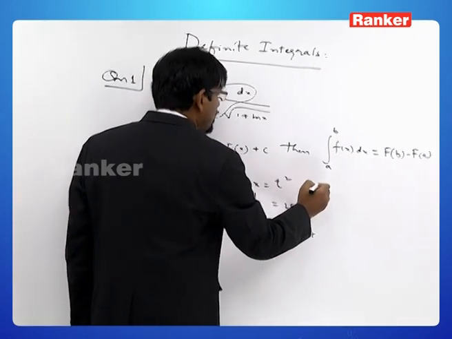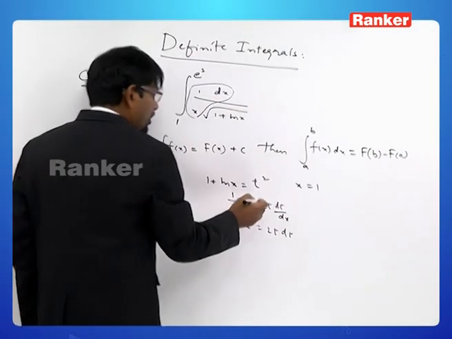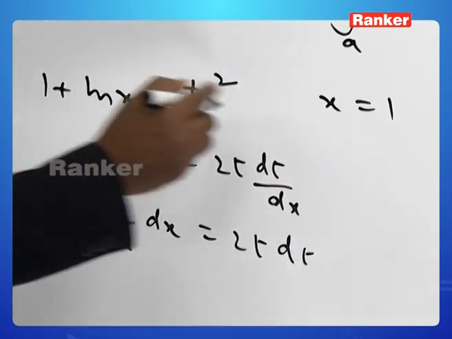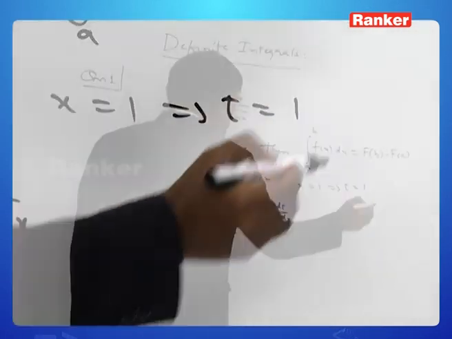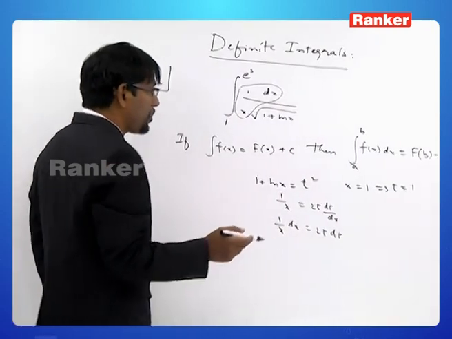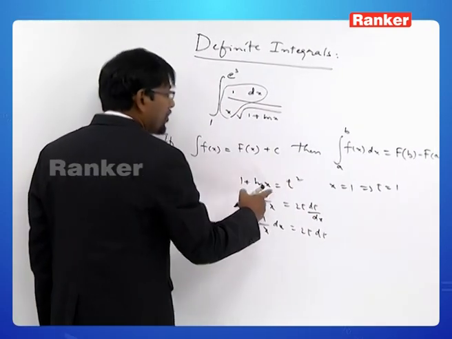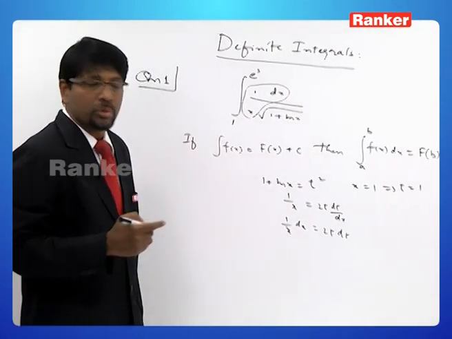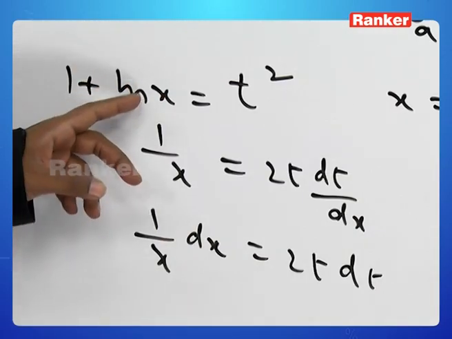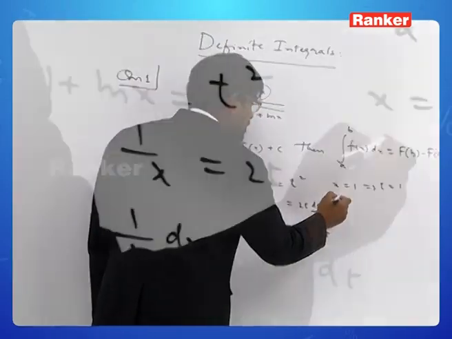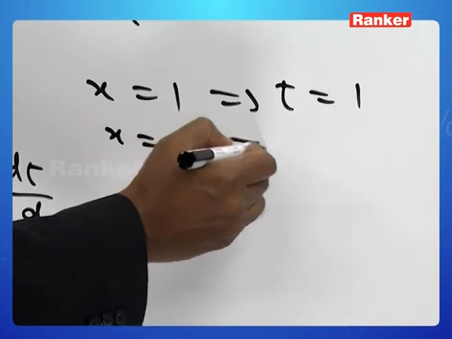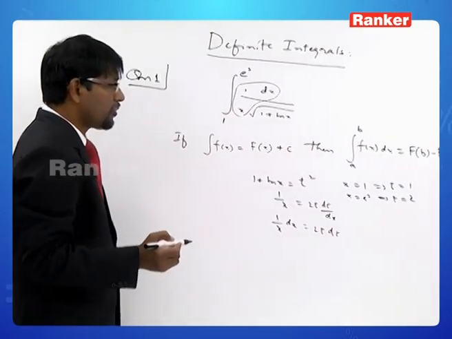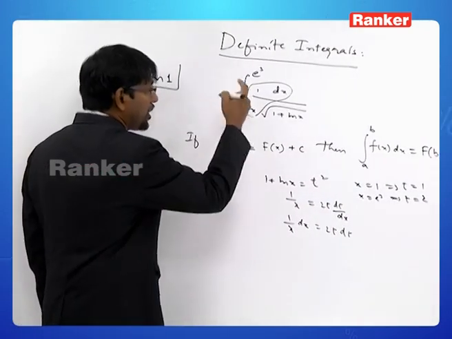So, this 1 by x into dx part can be replaced with 2t dt. Moreover, when x is 1, t square is equal to 1, so t is equal to 1. We will take the positive square root there. When x is equal to e cube, ln of e cube is 3, 1 plus 3 is 4, so t square is 4 and t is equal to 2. We will take both to be positive.